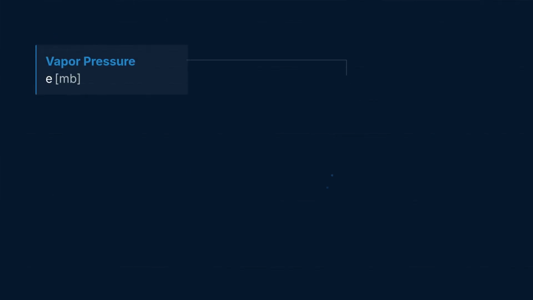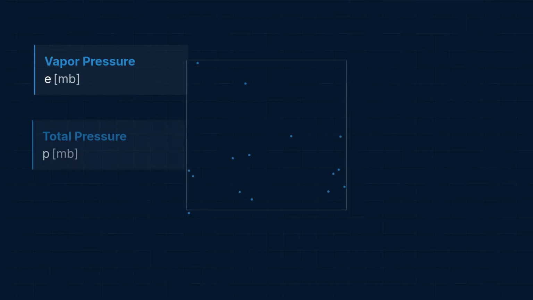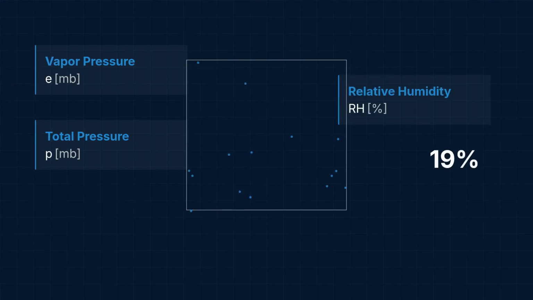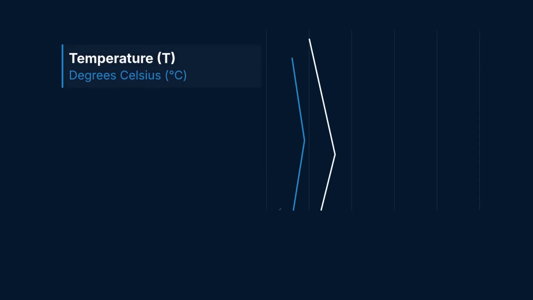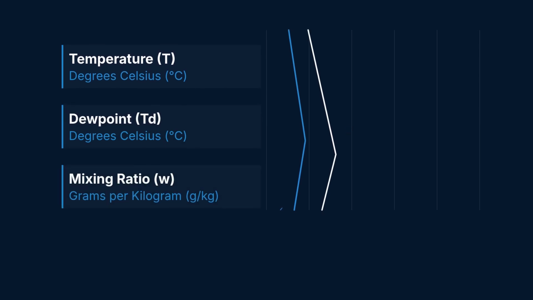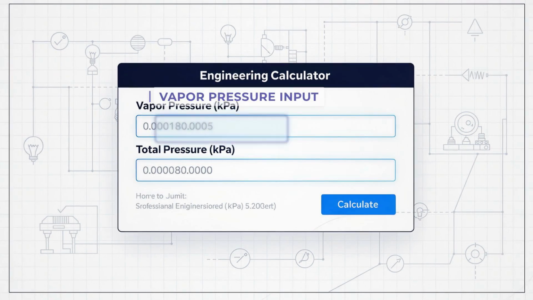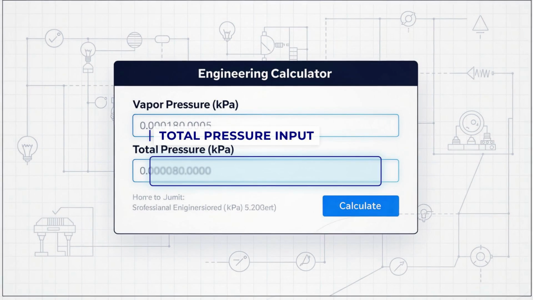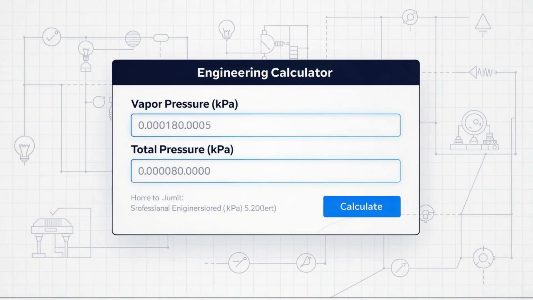The input fields include vapor pressure E in millibars, total pressure P in millibars, relative humidity RH as a percentage from 0 to 100, temperature T in degrees Celsius, dew point temperature TD in degrees Celsius, and mixing ratio W in grams per kilogram. Let's work through an example. When calculating mixing ratio from vapor pressure, you'll enter the vapor pressure E and total pressure P values.